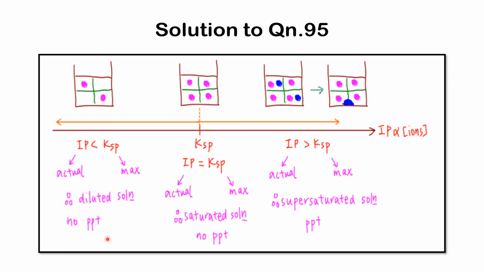There is no precipitate. In the next container, there are 4 slots filled with 4 ions. So the ionic product and solubility product are equal. So it's a saturated solution. In the next container, look, there are only 4 slots, but I fill 6 ions in the place of 4 ions. Then due to the common ion effect, precipitation happens. So it forms a precipitate. So you call it a supersaturated solution.